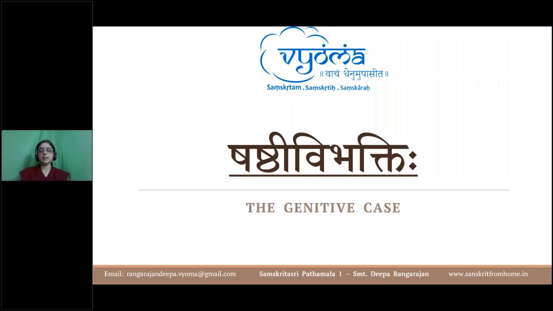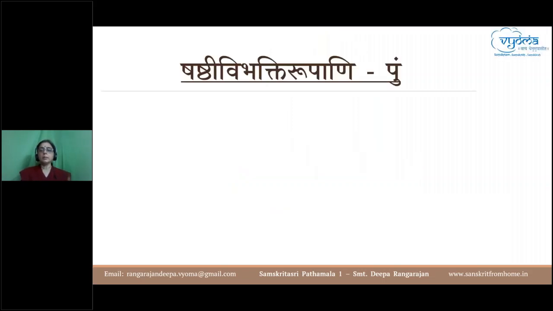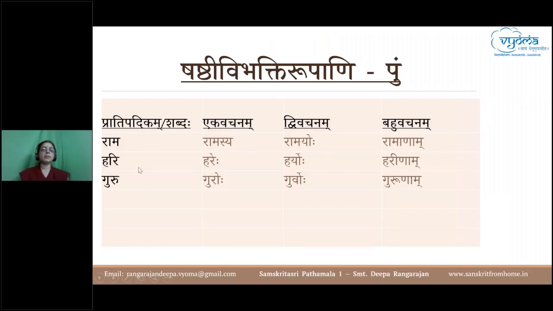Shashti vibhakti is the genitive case. So in pullinga, we have the three shabdas, Rama, Hari and Guru. Ekavachanam is Ramasya. So Shashti is Ramasya, Ramayoho, Ramanam. Hari, it is Harehe, Haryoho, Harinam. Guru, it is Guroho, Gurvoho, Gurunam. You must note that whether it is hraswa or dirgha, usually the Shashti Bahuvachanam has only the dirgha matra here.